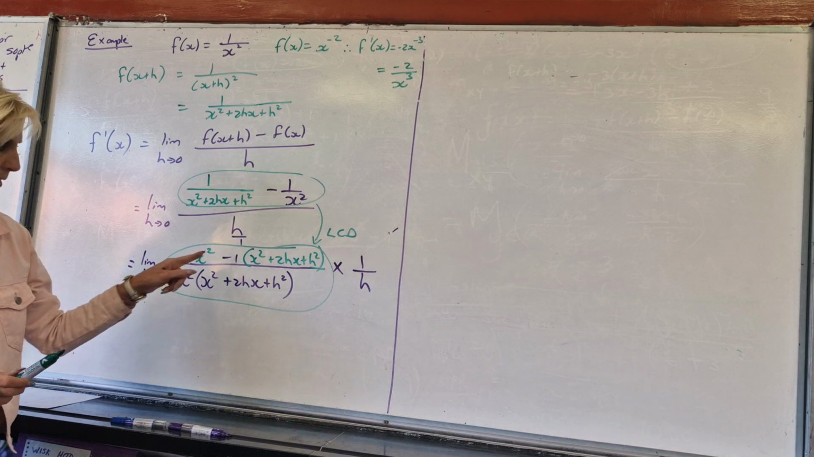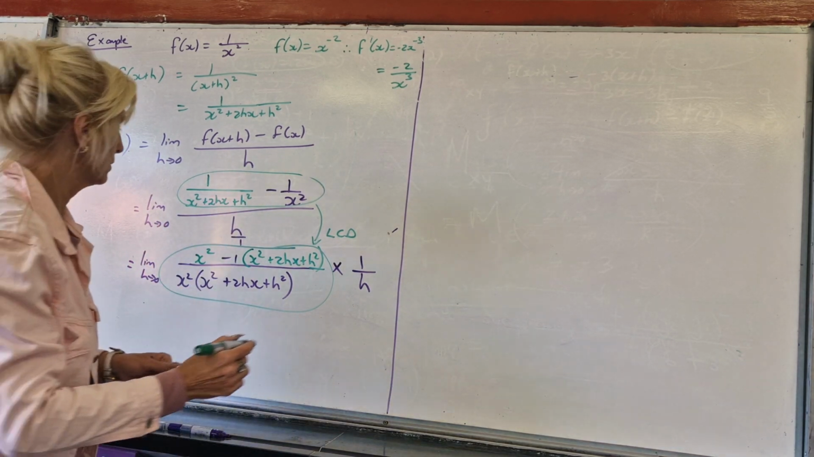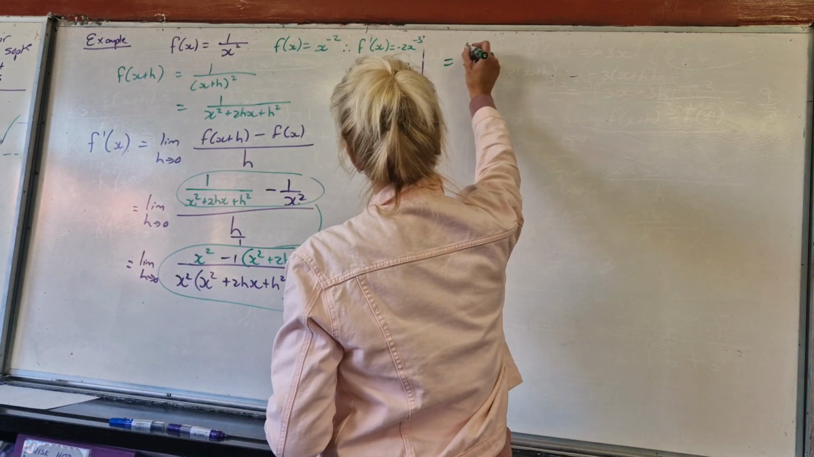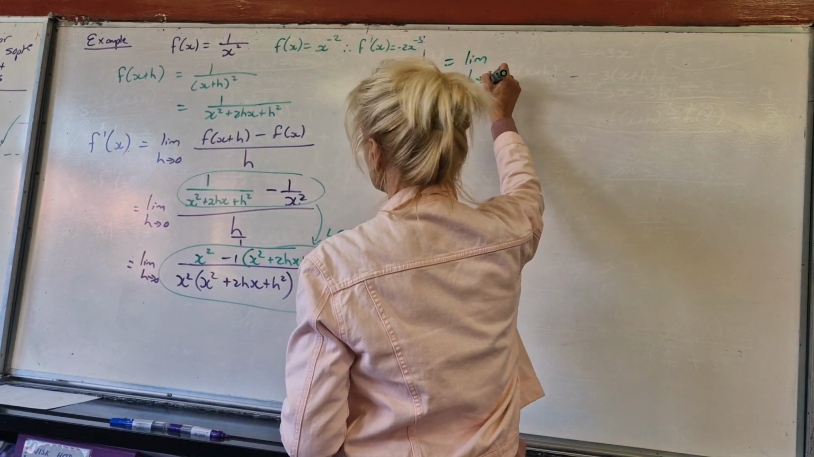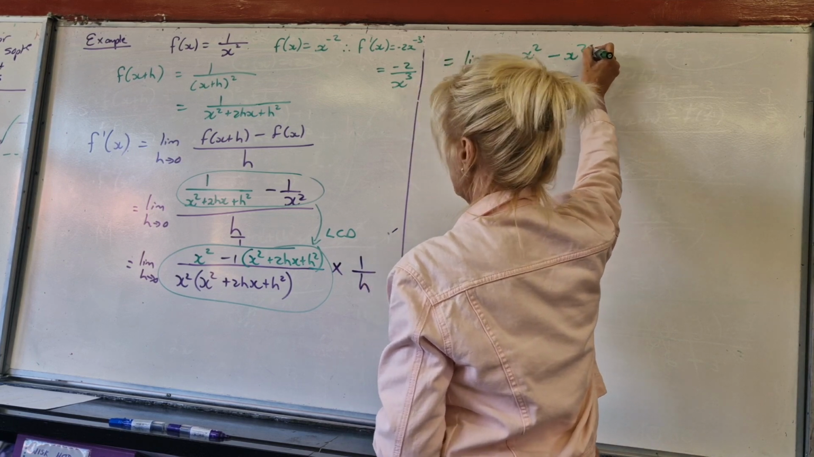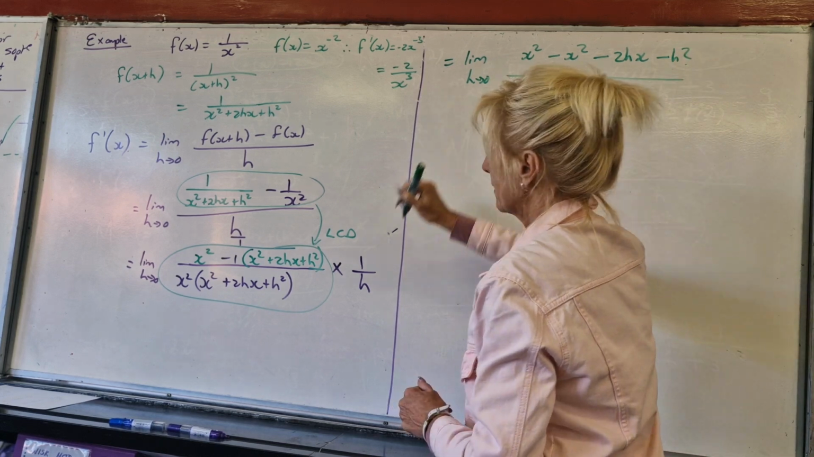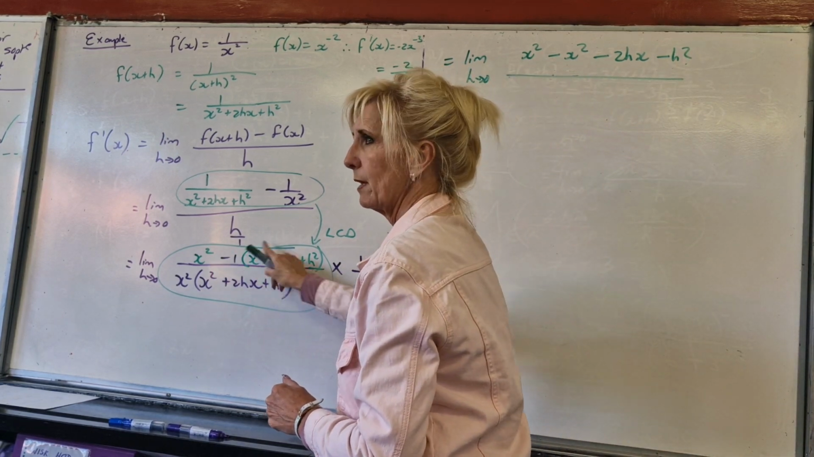Yes, simplify. Time it out and simplify and see what happens. So if we do that, what's going to happen? The x squares are going to cancel out. You're going to have x squared minus x squared minus 2hx minus h squared. The only thing that happens there is the -1 is multiplied in.